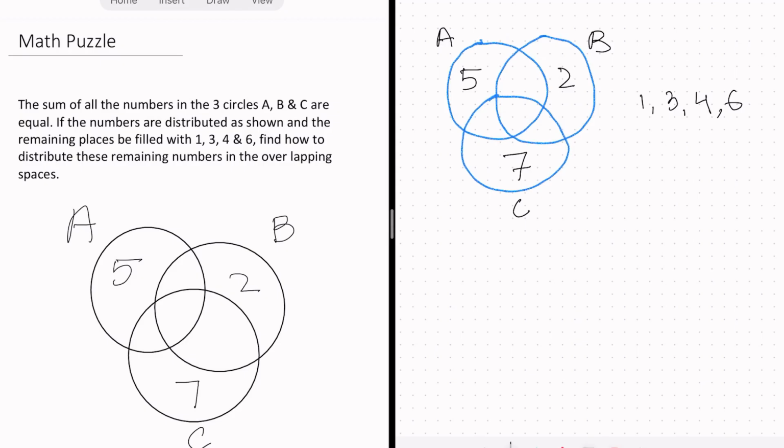We have a math puzzle to solve today, and in this method of solving we will be using logical thinking.